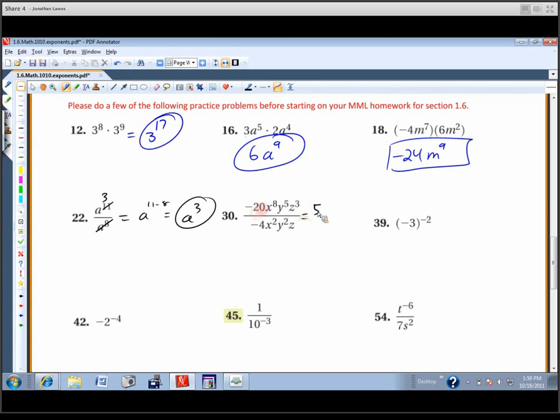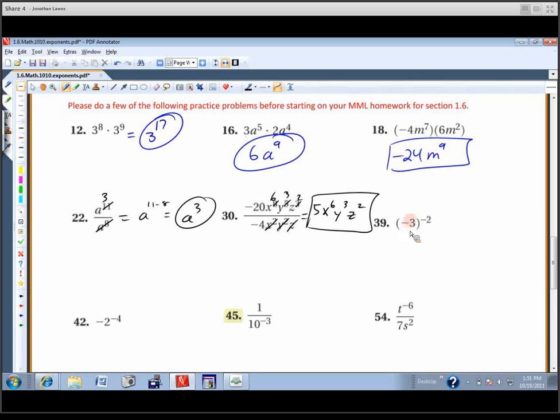Let's look at this problem right here. We'll take care of the numbers. Negative divided by negative is positive. So that's going to be a 5 left on the top once we cancel the 20 and the 4. So we've taken care of those. These 2 will cancel 2 of those. There'll be 6 left, and they're on the top. These 2 will cancel 2 of those. There'll be 3 left, and they'll be on the top, so that'd be y to the third. And this one will cancel 1 of those, so there'd be 2 left. So there's our answer there.